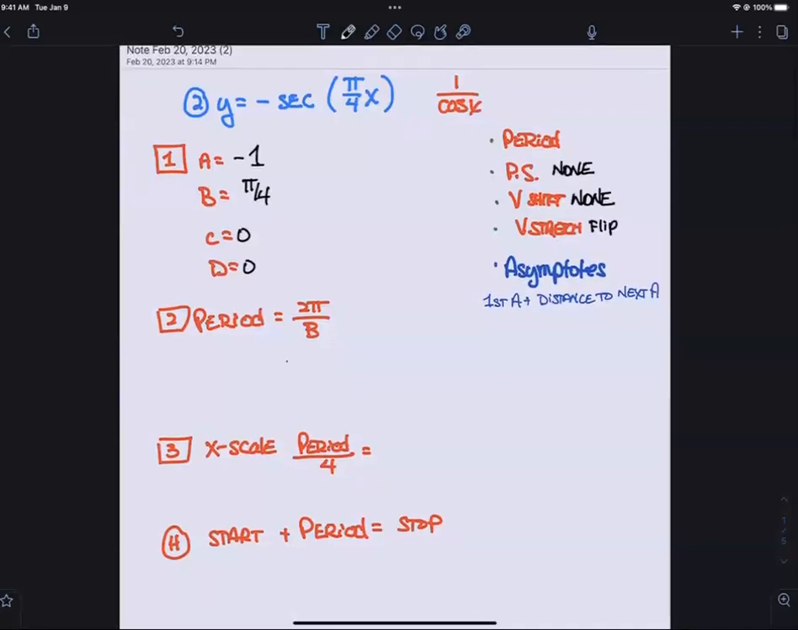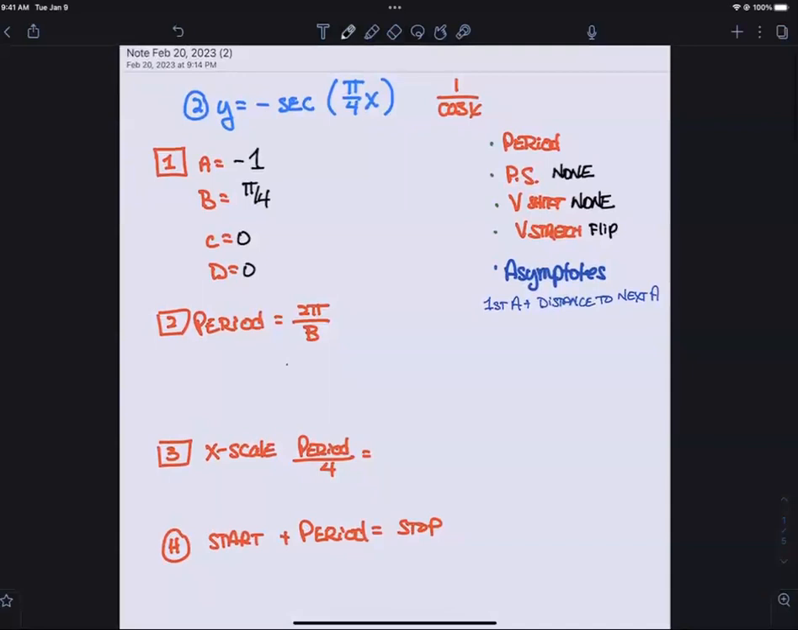All right, moving on. Next thing I like to do is find the period. The period is 2 pi over B. So here it's going to be 2 pi over pi, or divided by pi over 4. That's 2 pi over 1 times 4 over pi. Pi's divide out, so the period here is 8.